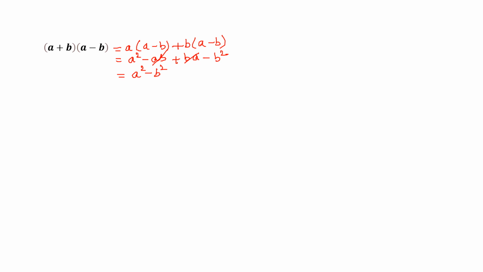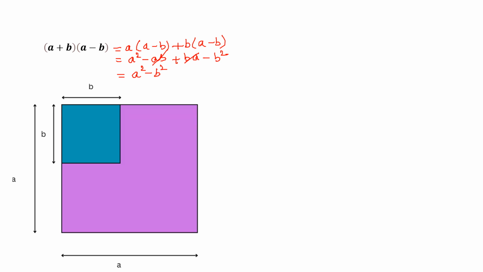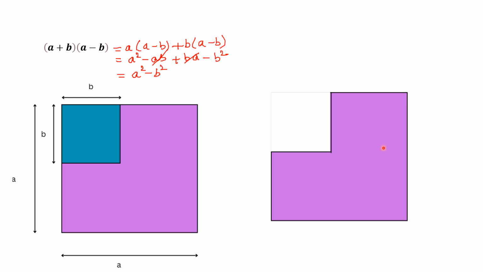So let's see the geometrical representation of this. So here I have taken a square whose each side measures a. You can see this, the big one, the complete purple one is a square having side measure a. Next, from this I am going to take a small square whose side measure is b. Now I am going to remove this square having side measure b. So when I remove it, it will become something like this.